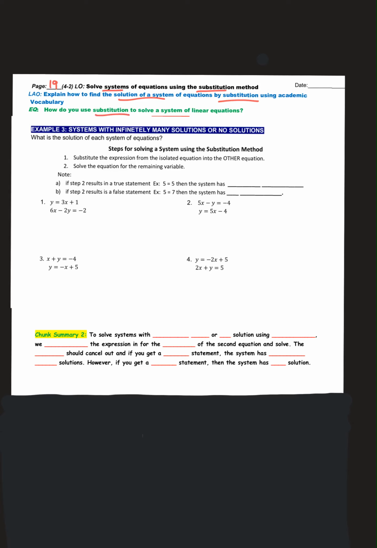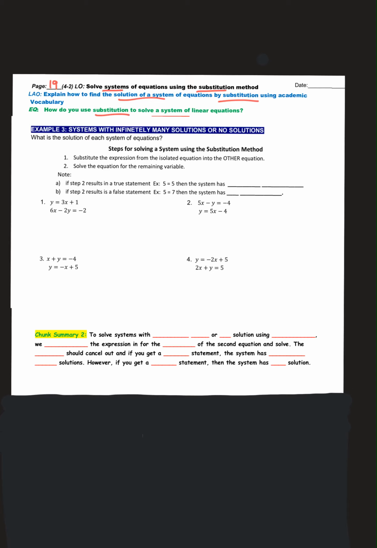So, example number 3. I know we skipped example number 2, but that's just how we roll. So example number 3, systems with infinitely many solutions or no solutions. It says, what is the solution of each system of equations? So here are some steps. They're a continuation of last video's steps, but with a little bit of a difference. So number 1 is still to substitute the expression from the isolated equation into the other equation. Step 2 is to solve the equation for the remaining variable.